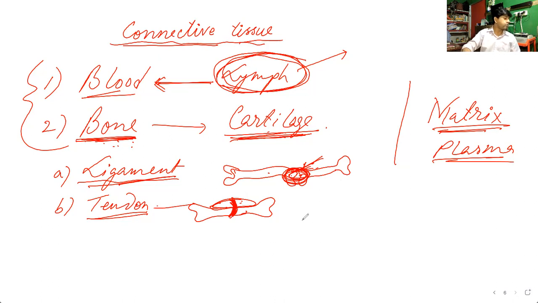Then, adipose tissue is also there. It is the fat storing tissue. That means the excess fat is deposited in our body, in the adipose tissue. So this is about the connective tissue.